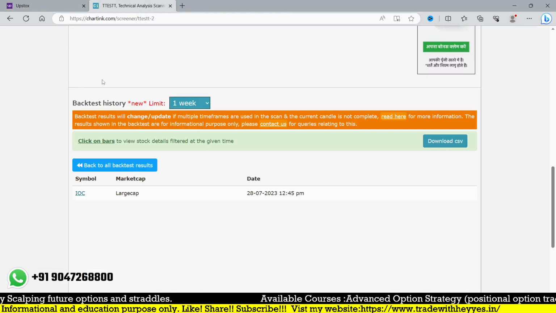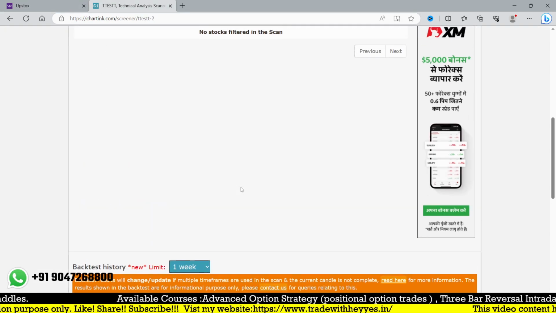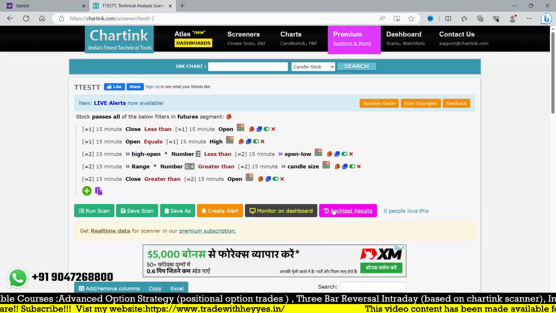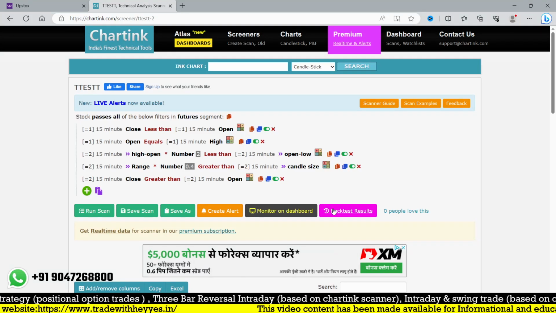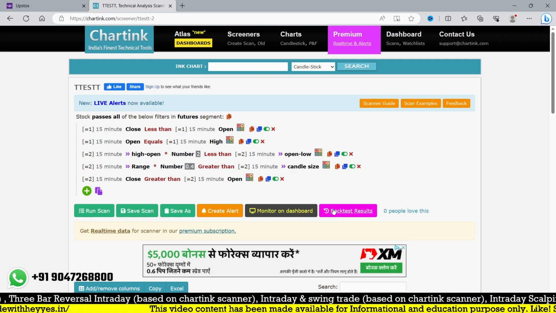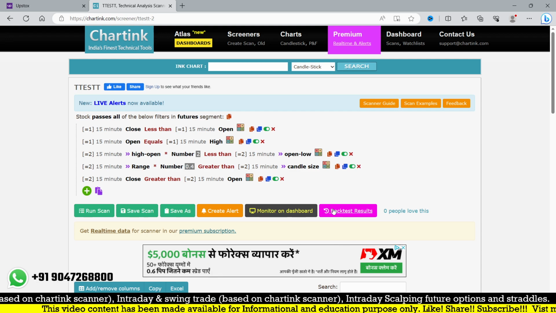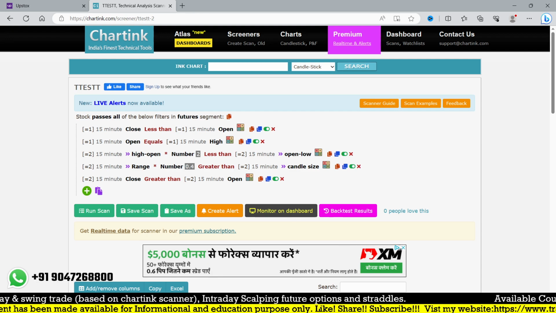So such a pattern we are finding out by using a candlestick scanner, and this will help us to find such opportunities. If you want to take the screenshot, you can take it, and don't ask for the scanners. Okay, but it is an idea. So you can try to create your own scan.